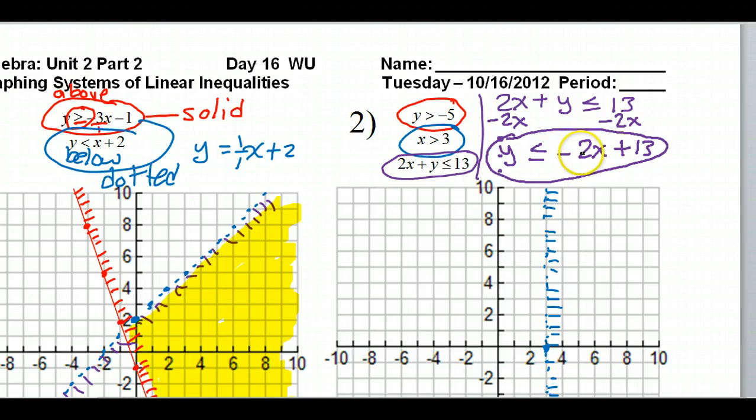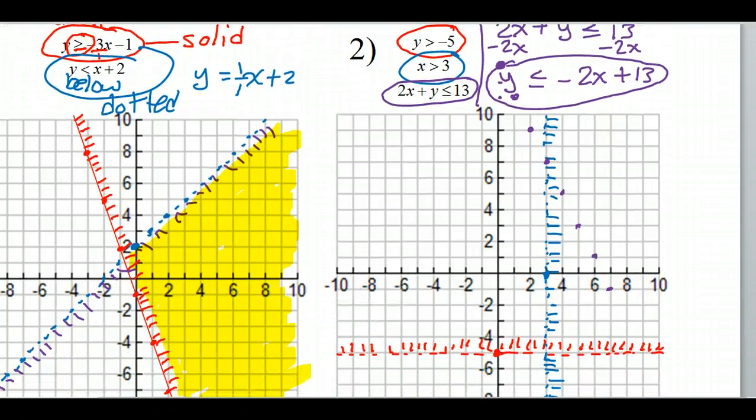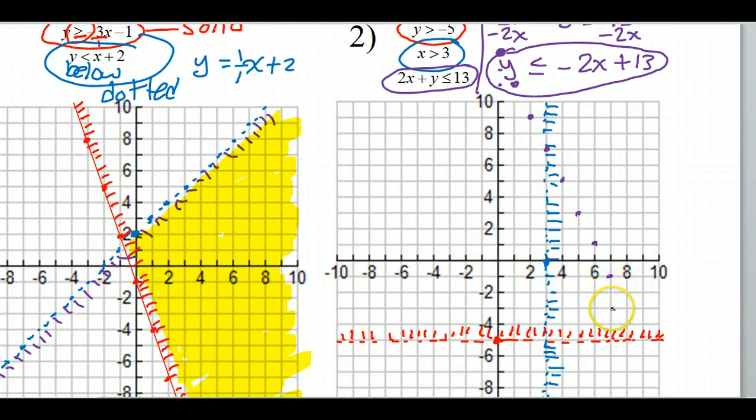But then the slope is down 2 over 1. So starting way up here, if I go down 2 over 1, and then down 2 over 1, now I'm back on the graph again. So down 2 over 1. Okay, so I had to go off the graph a little bit with the 13, but that's okay. We can still do it. Down 2 over 1, down 2 over 1.